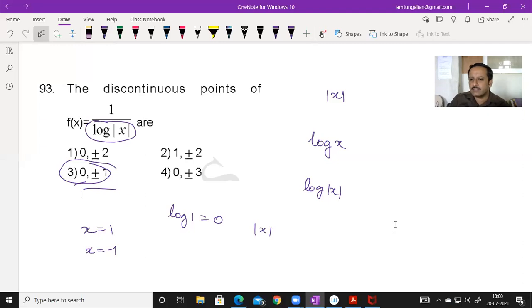All right. So last question. See, log x in general, it is continuous everywhere.